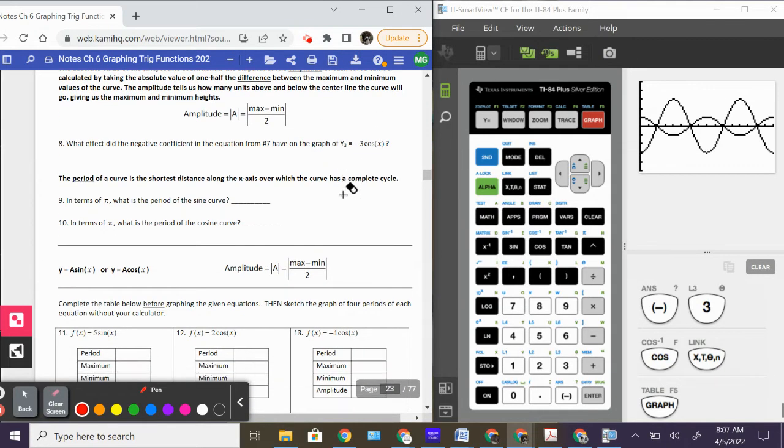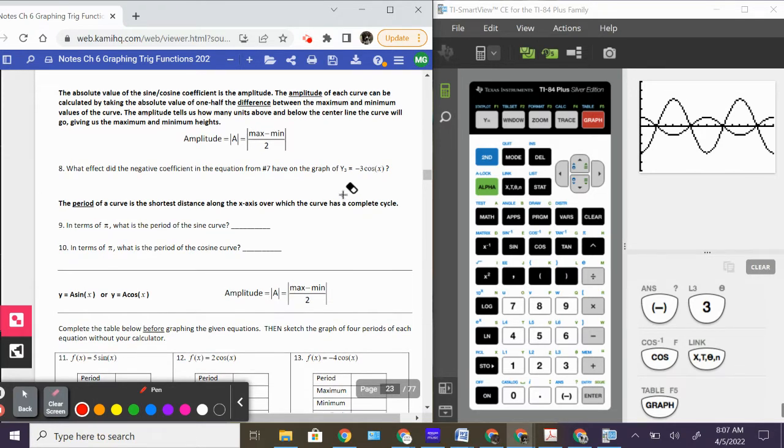Which kind of leads us to the next page. So right here, again, I think you should write it again, that it reflects the graph. Okay, having a negative reflects it vertically. And then in terms of pi, remember that the period is 2 pi. So it takes 2 pi to make the full up, down, back to center. And the same thing for cosine. It takes 2 pi to make one full cycle, which looks like this.